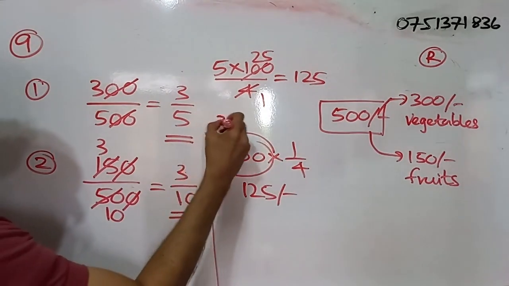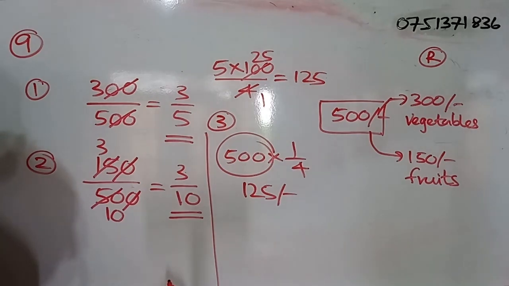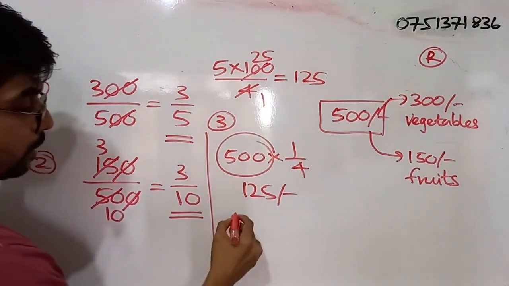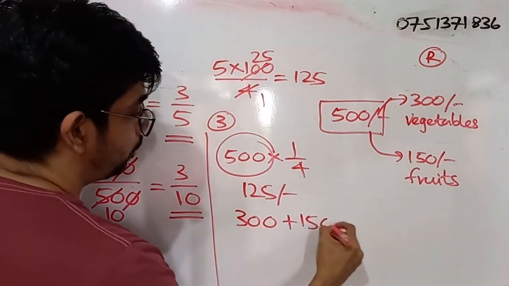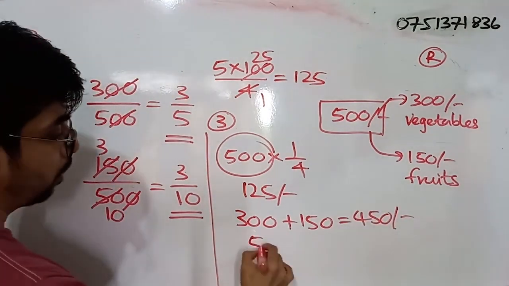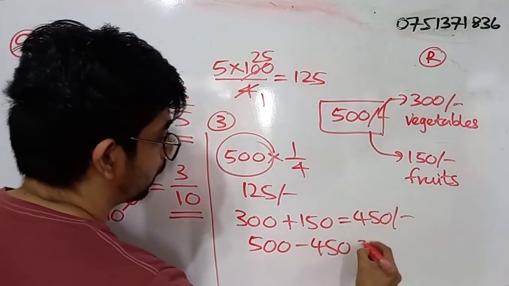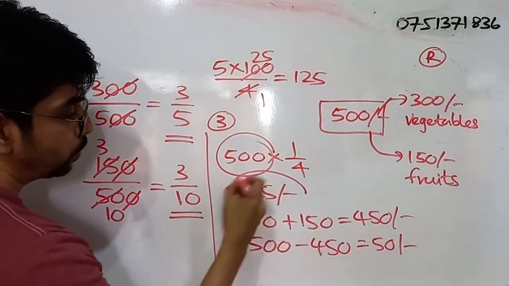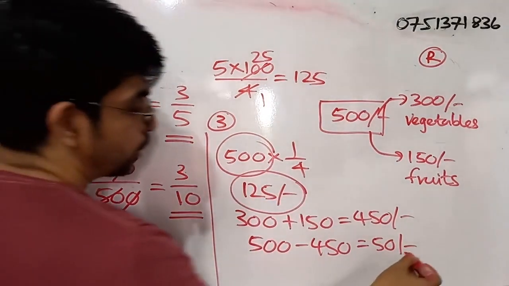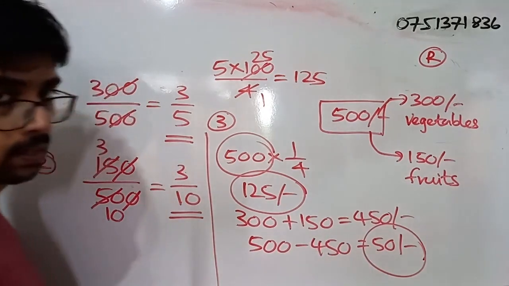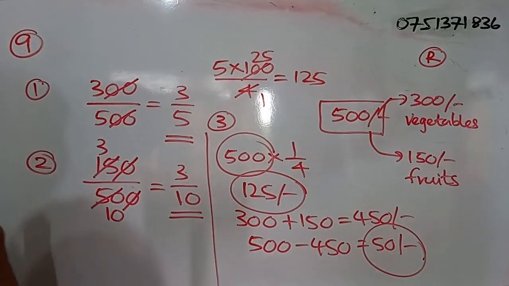So this is the third part. But, she spent 300 rupees on vegetables, 150 on what? Fruits. So what is the total amount? 300 plus 150. What is the remaining amount? 500 minus 450, which is 50 rupees. So was she able to do it? No. Right? Why? She was planning to save 125, but actually after she had completed the marketing, she had 50 rupees. So she was not able to do it.